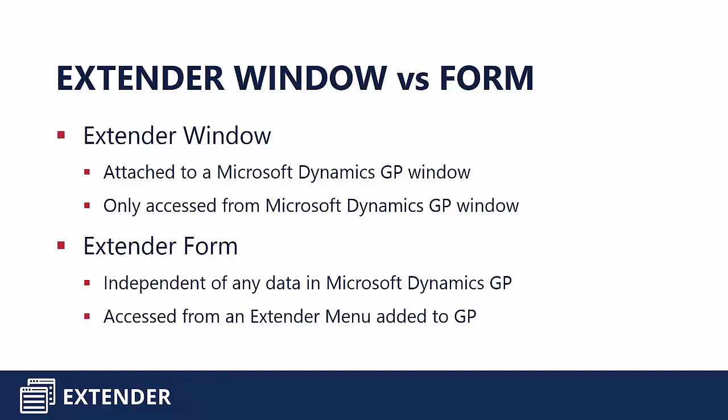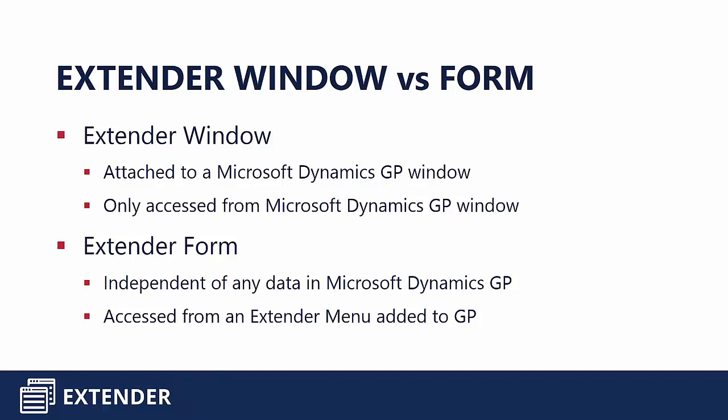So an Extender window attaches to a GP window. So I have to open, for example, the account maintenance, pick an account, and then I can open the Extender window off of that, and it will be attached to that specific account when I enter data in the Extender window. When I save that, if I pull up a different account, that data is not there. If I go back to that original account, that data would be there. So it's going to be attached to a specific GP record and attached to a specific GP window.